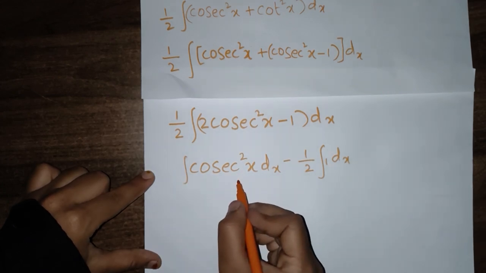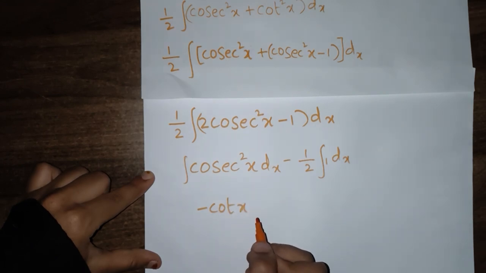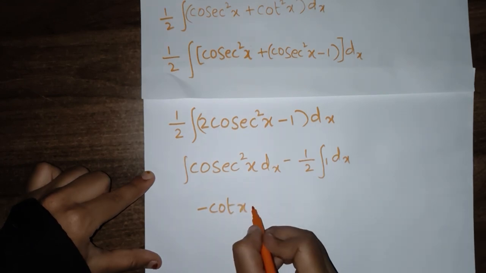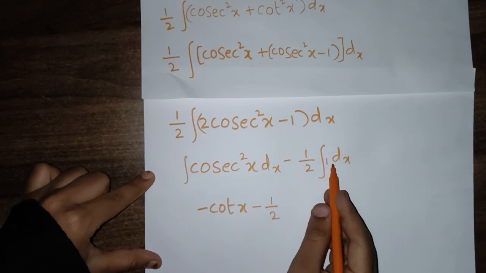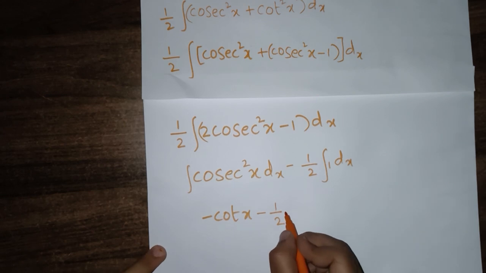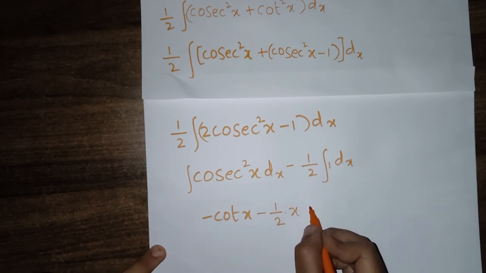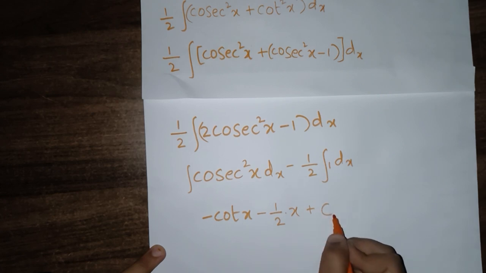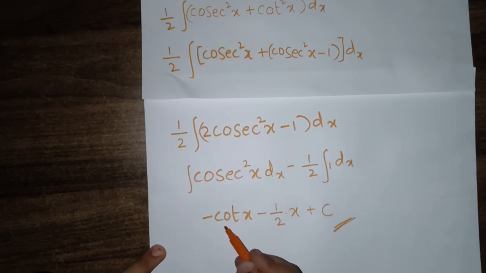Integration of cosec²x is −cot x. This directly comes from the formula. Then the constant as it is, minus 1/2. Integration of the constant is nothing but x, and when we remove the integral sign, we have to add a constant. So this is our answer, that is −cot x − (1/2)x + c.